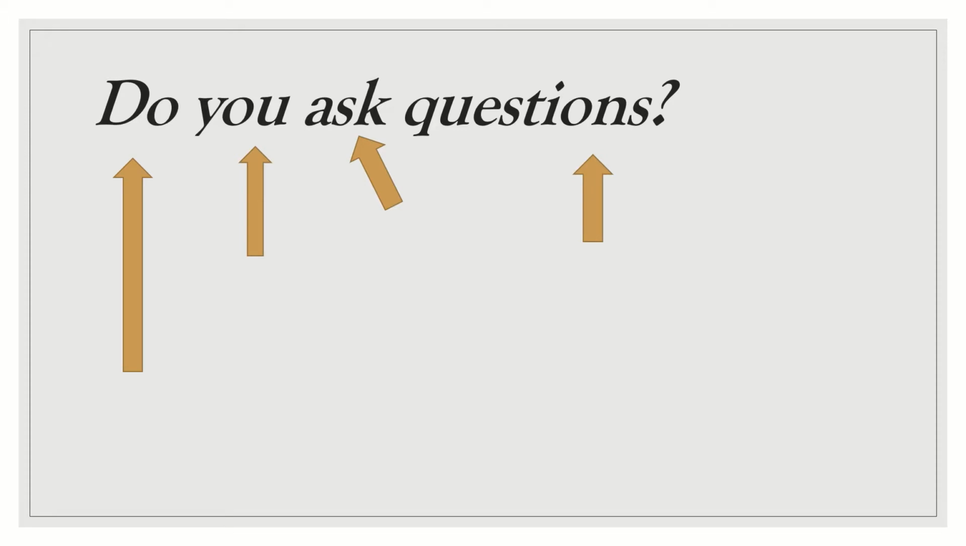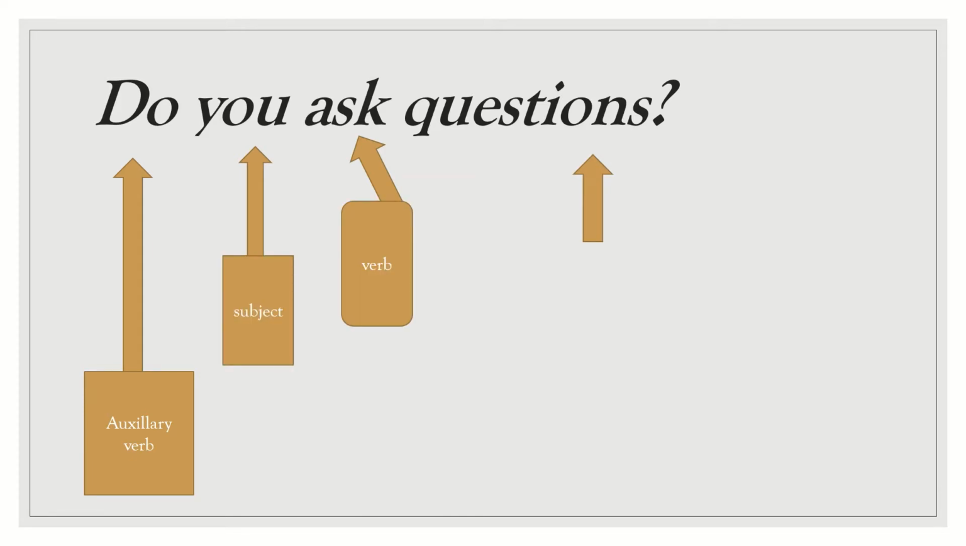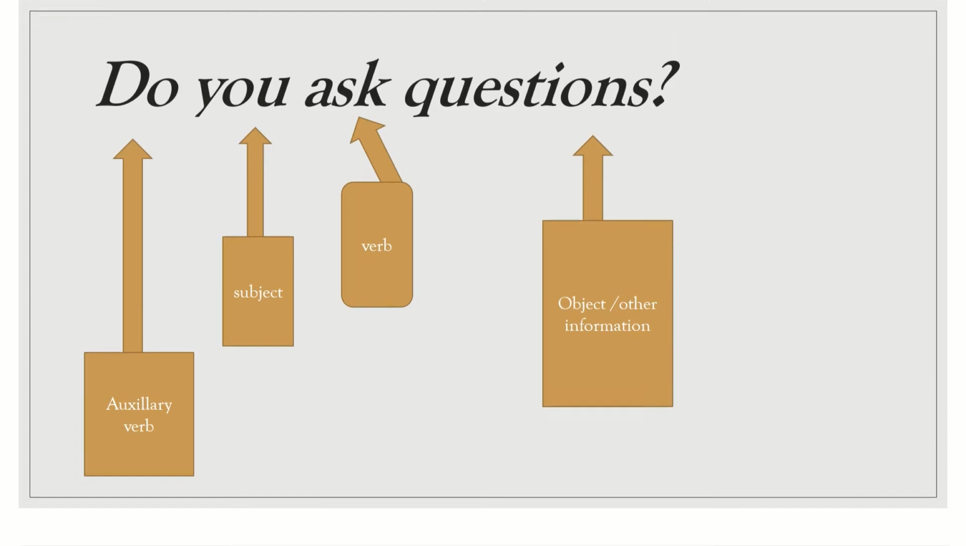When you're using WH question structure, you start with the WH word: who, what, where, when, why. I've taken that word off and I've created the question, do you ask questions? So now I have the auxiliary verb, the subject, the verb, and the object or other information. So you can see that even without that question word there, the structure of the question follows the same order.